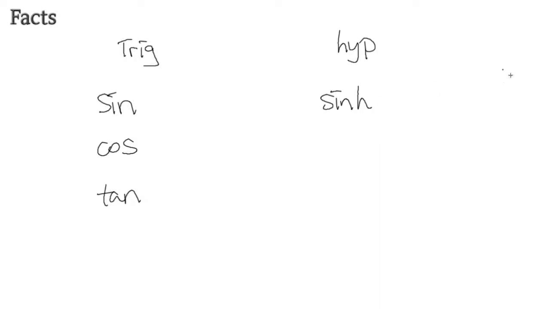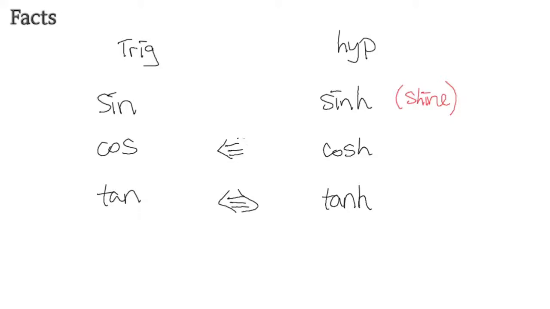I'm going to use red to show the pronunciation for shine. Then we have cosh, just simply cosh as the pronunciation. Then we have tanh as our third. They are essentially, well, I can use the congruent sign here, kind of equivalent in a sense, because their equations do match up in some cases.